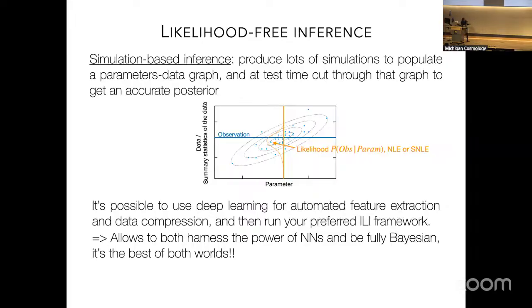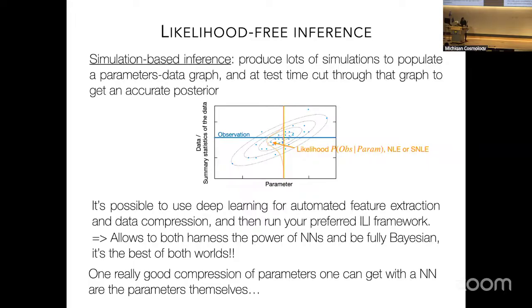So this allows us to use the power of neural networks, and we're still fully Bayesian. So it's like getting the best of both worlds. That's why there's a lot of hype around likelihood-free inference or simulation-based inference. It's also called implicit likelihood inference because the likelihood is hidden here, but we never needed to write it down explicitly.